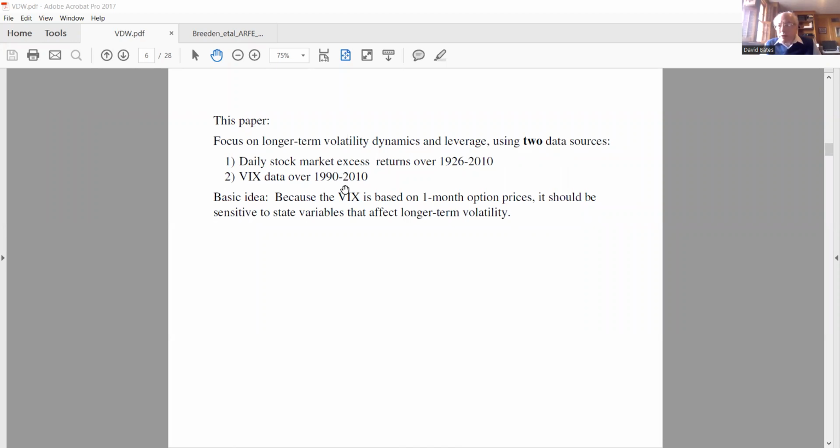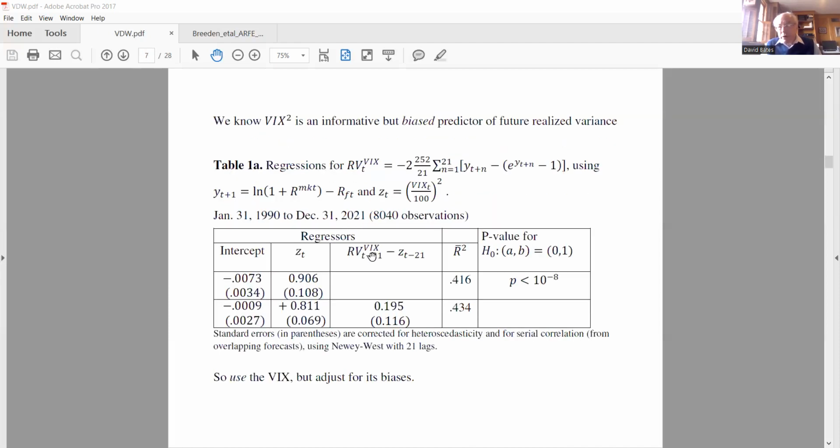But what I'm doing here is bringing in a new data source, the VIX. The basic idea is that the VIX is based on 1 month option prices, so it should be more sensitive to state variables that affect longer term volatility, as opposed to daily stock market returns. So that's what I'm doing, bringing in the VIX as an information source. Now we know the VIX is informative, but we also know it's biased.